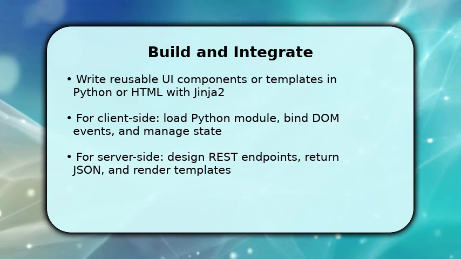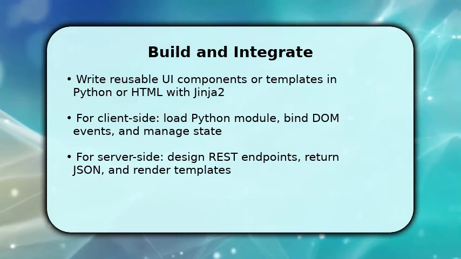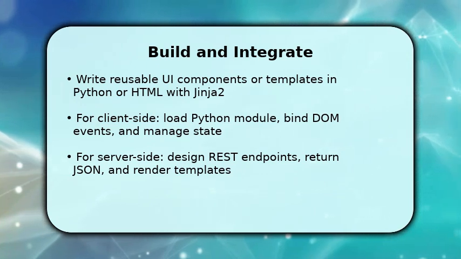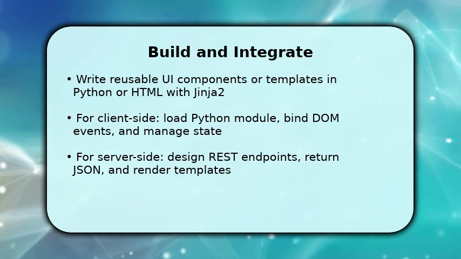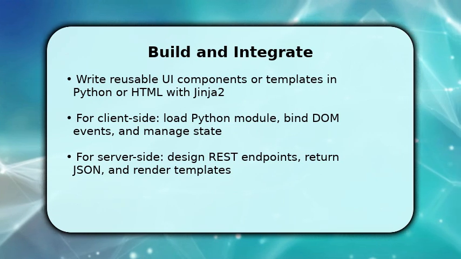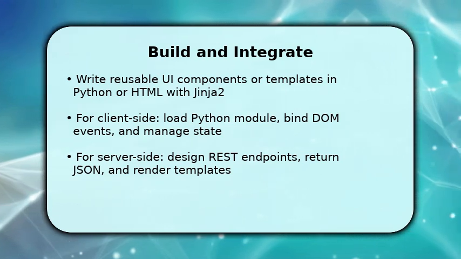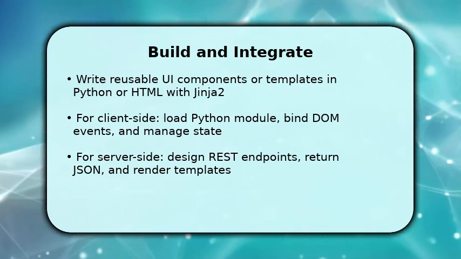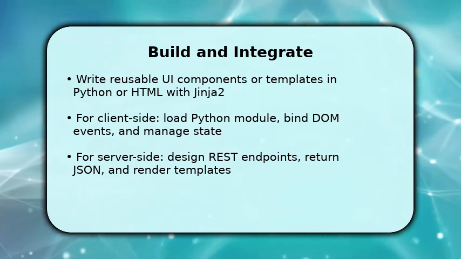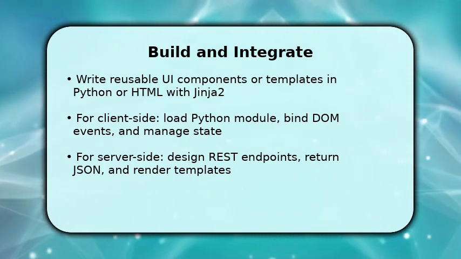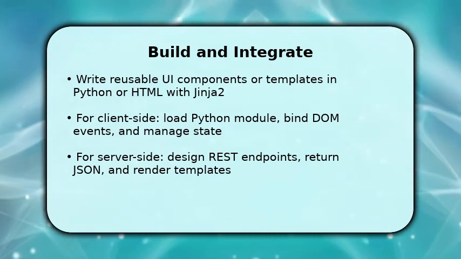If using Pyodide or Brython, write Python modules that query the DOM, attach event listeners, and update UI state, load them asynchronously, and manage dependencies. If using Flask or FastAPI, build endpoints returning JSON and use fetch on the front end to hydrate templates with Jinja2. Make sure to structure code into modules, handle async calls cleanly, and test interactions in the browser as you iterate. You're in the finishing phase.